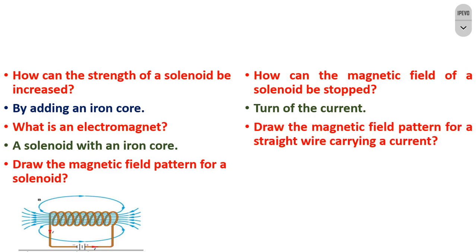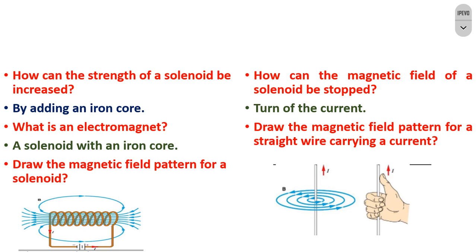Okay, so draw the magnetic field pattern for a straight wire carrying a current. So this is the pattern. The side where you have the thumb represents the direction of the current. I will still come back to this. Then where you have the fingers of this hand represents the direction of the field.